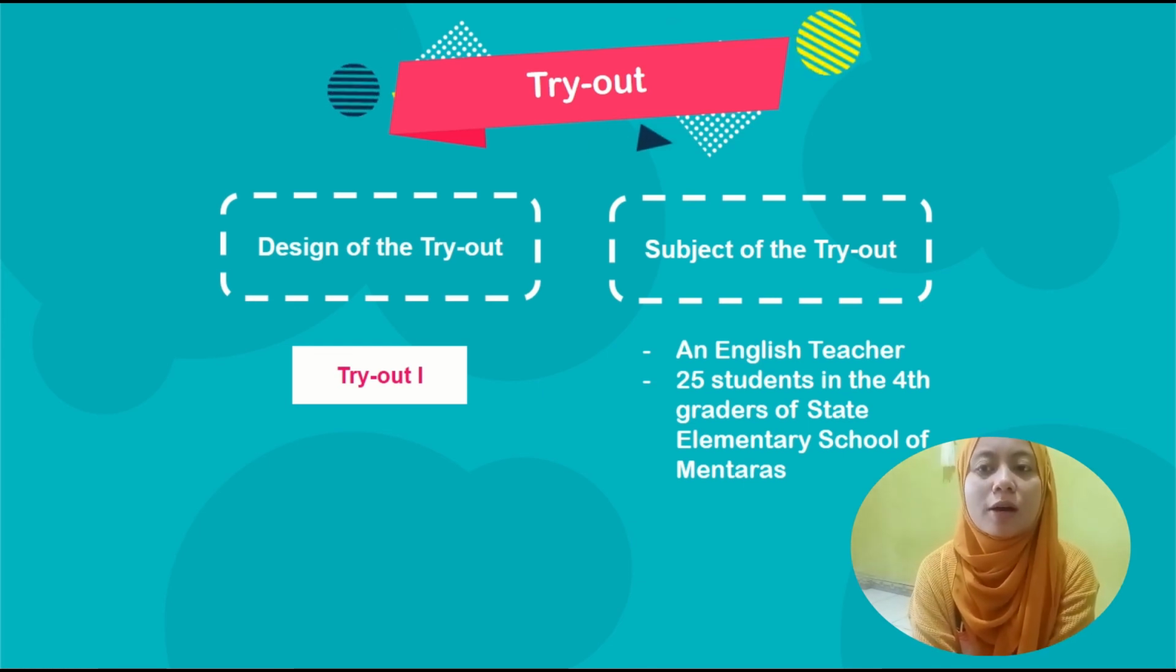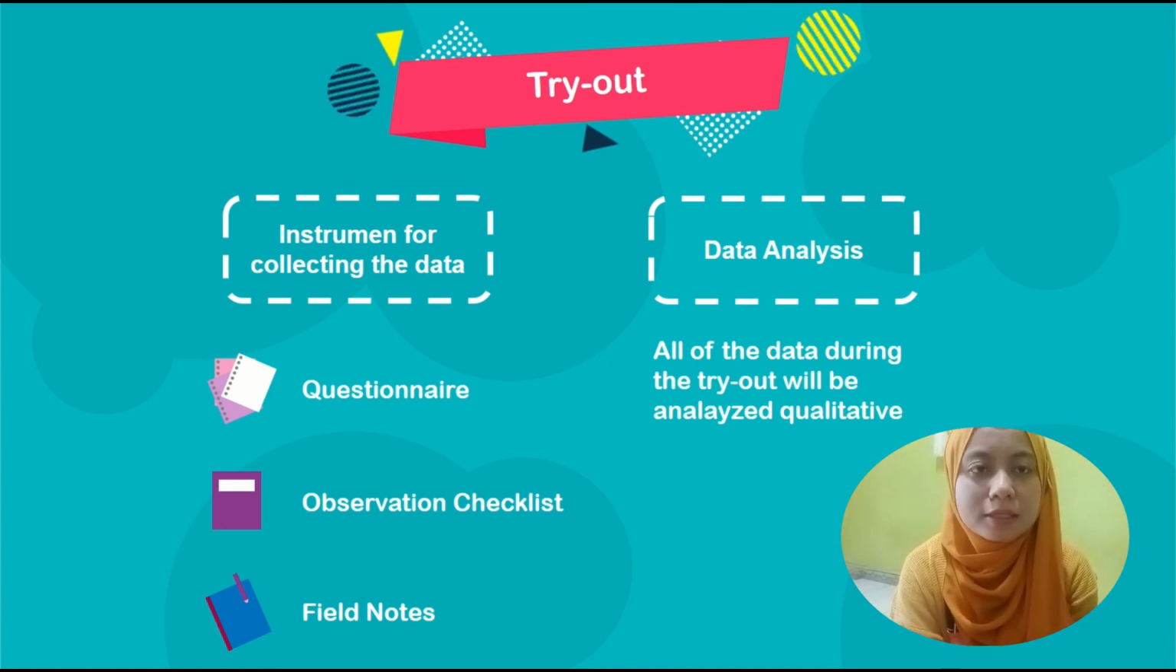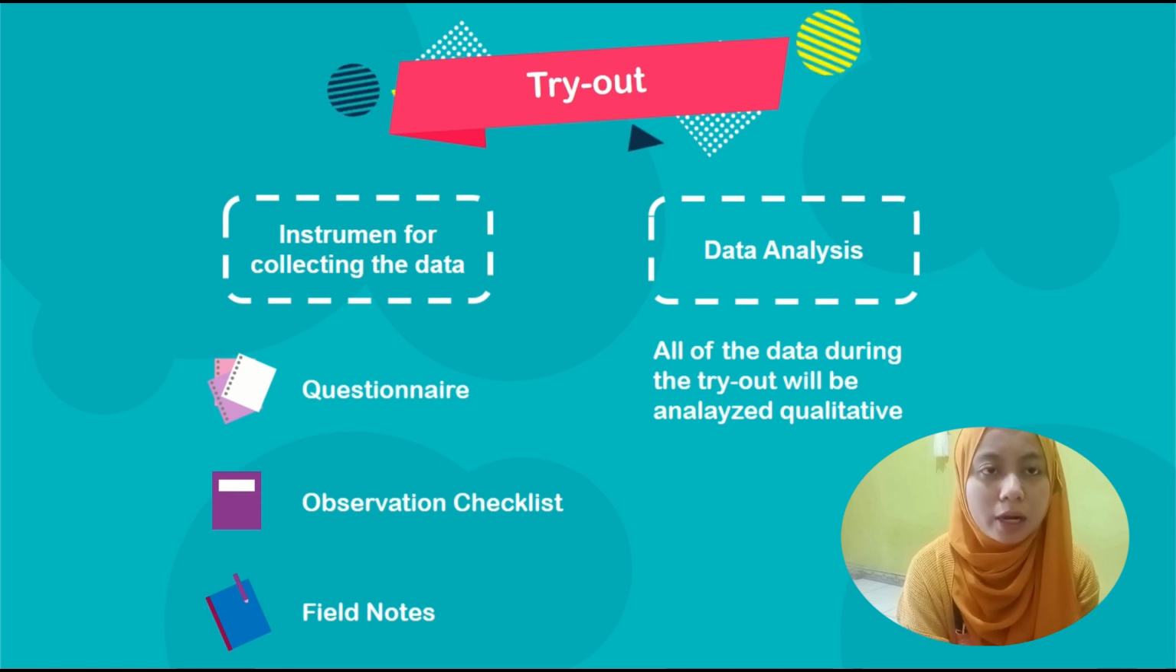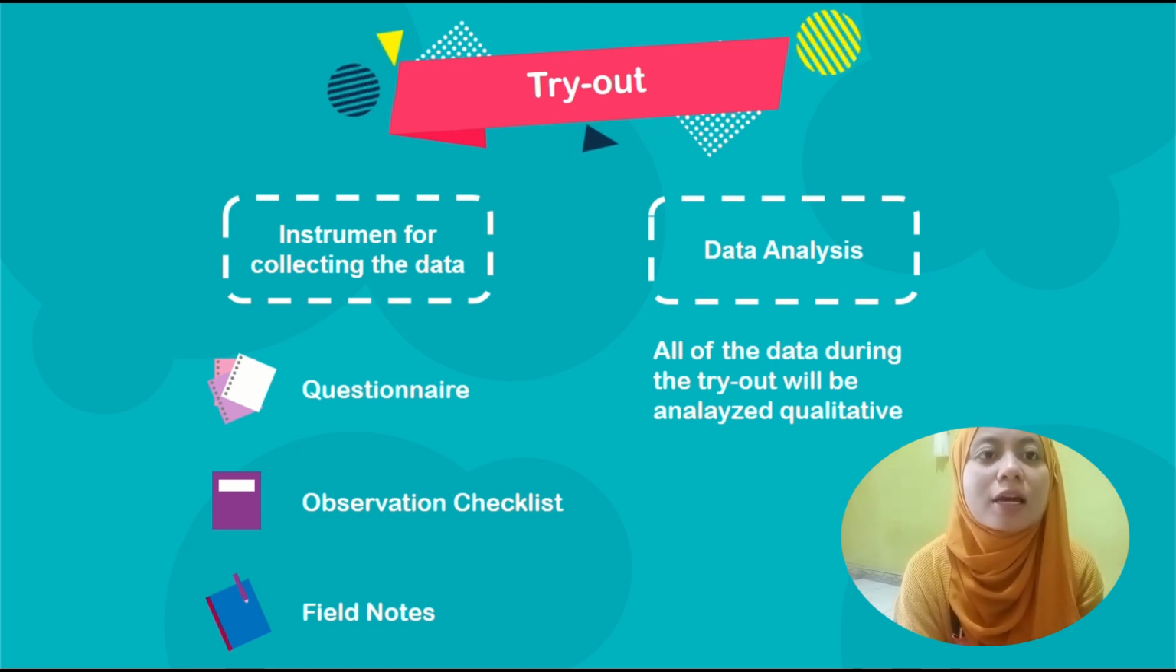Now let's talk about the subject of the tryout. The subject of this tryout is an English teacher and also 25 students in the 4th grade of State Elementary School of Mentaras. The researcher uses 3 instruments for collecting the data during the tryout. First is questionnaire, second is observation checklist, and the last one is field note. The questionnaire is for the students and also the teacher. This questionnaire is used to know their opinion of the product after they have already tried it.